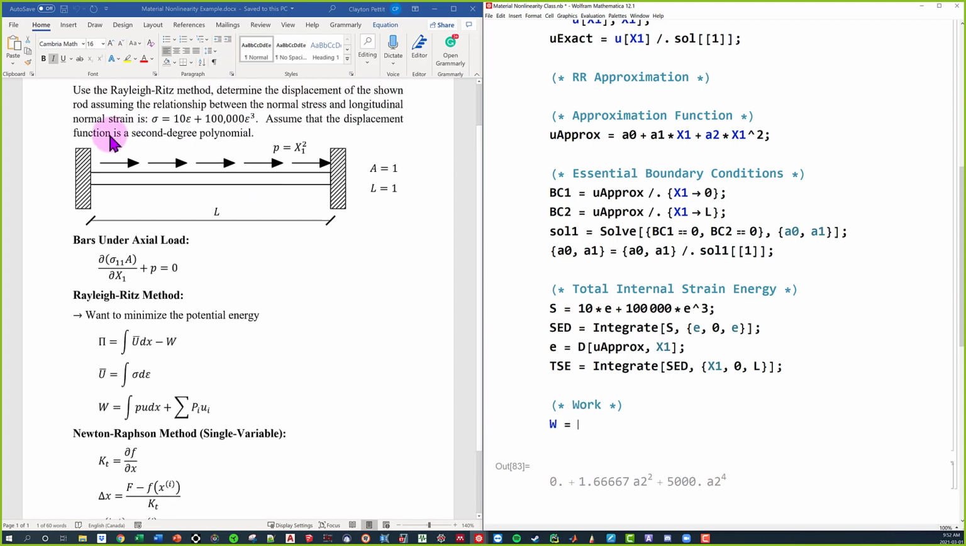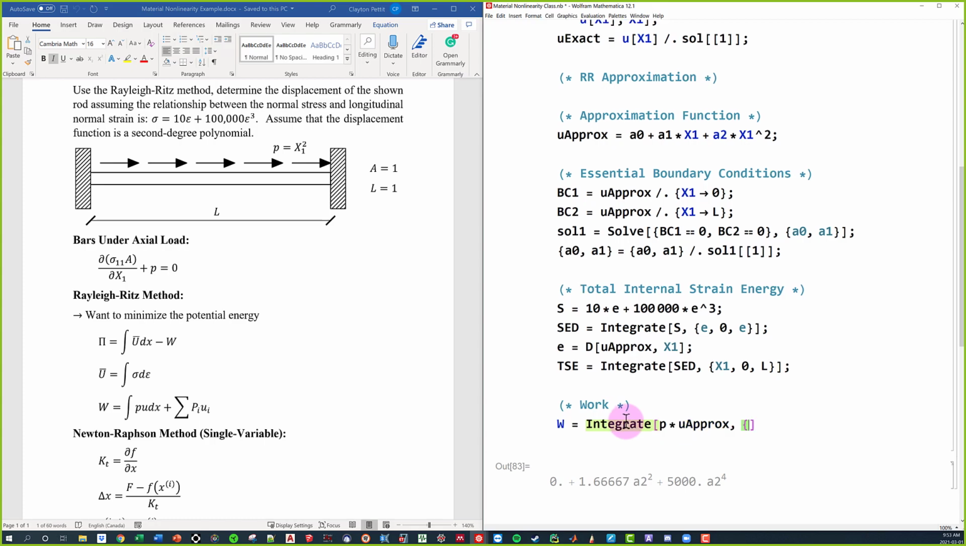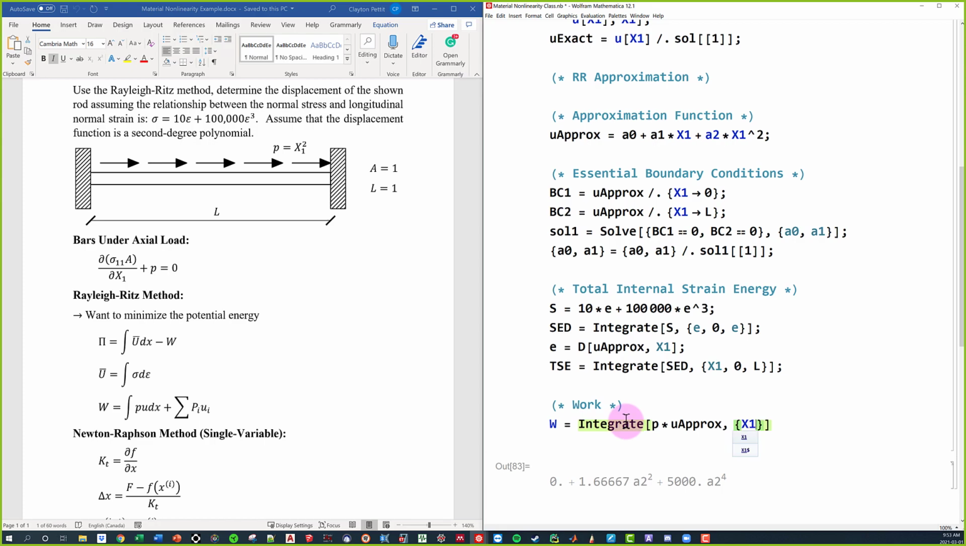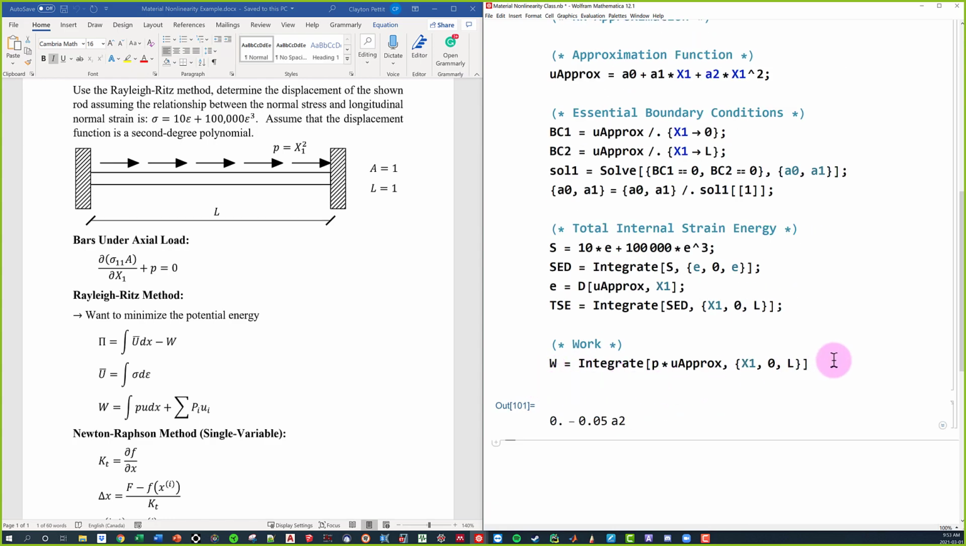So when we're dealing with this, we have an actual distributed load. If you go back to the notes, to deal with these distributed loads, we take our distributed load, multiply it by our displacement, and then integrate over the beam. So our work here is going to be the integral of our distributed load, which is P, multiplied by our displacement, which is U approx, integrated over the length of the beam, from x1 equals 0 all the way until L. If I run this, I now have what my work is equal to.